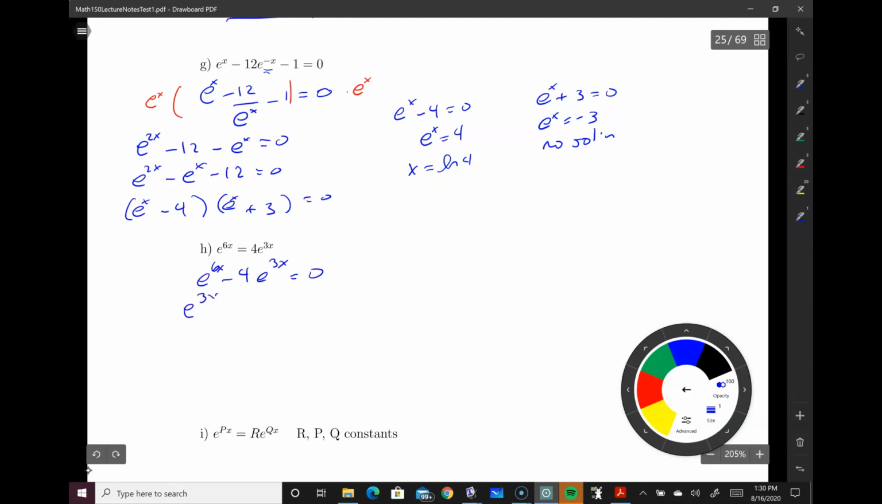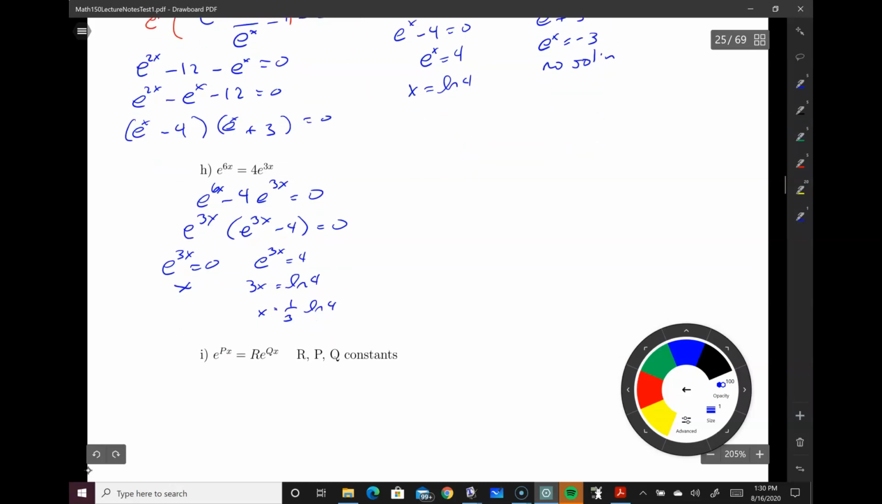Okay, here, again, I want to get it equal to 0 so I don't lose any answers. I could factor out an e to the 3x. So e to the 3x is 0, gives me nothing. And then e to the 3x equal 4. Taking ln of both sides and then dividing by 3.